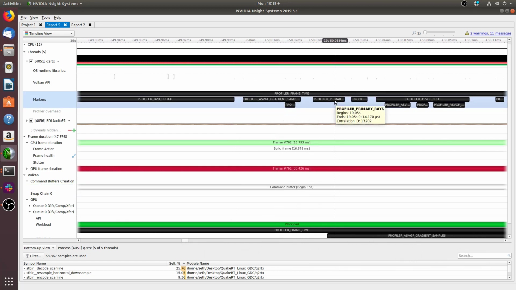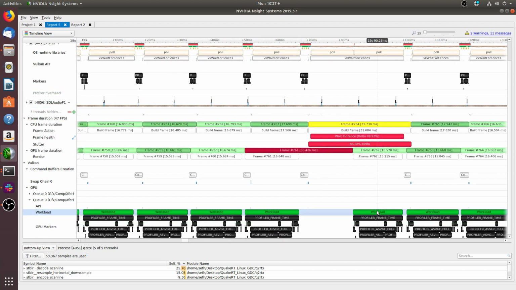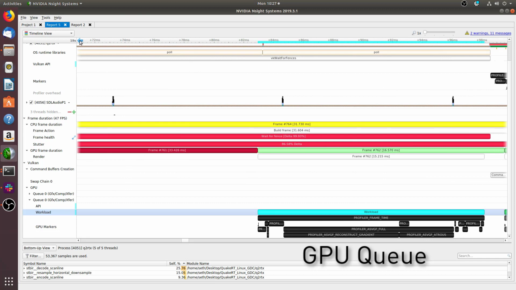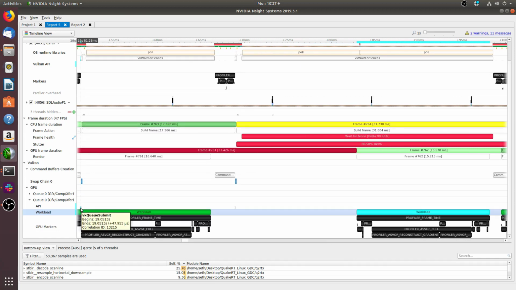On the GPU side, the work in each queue is visualized and can be correlated with the CPU side queue submission. This functionality is critical when analyzing issues like bubbles in GPU execution.